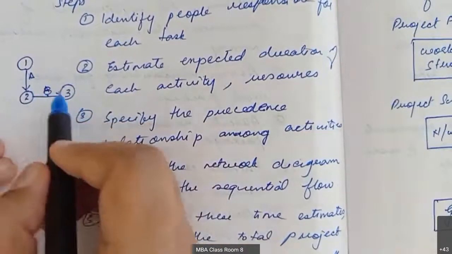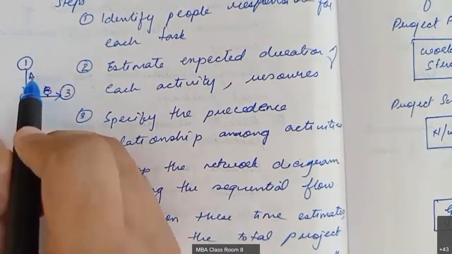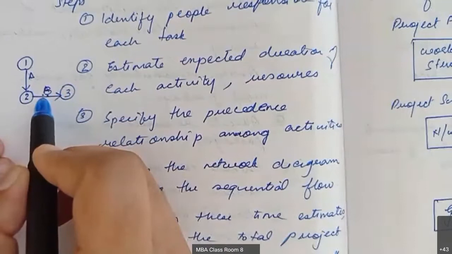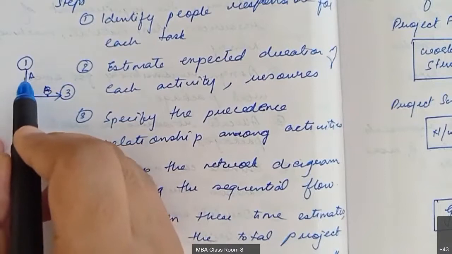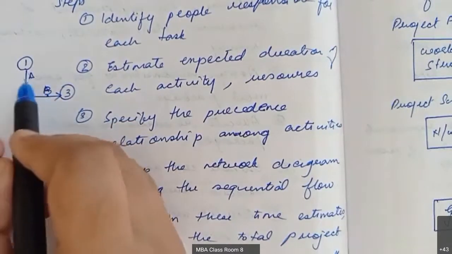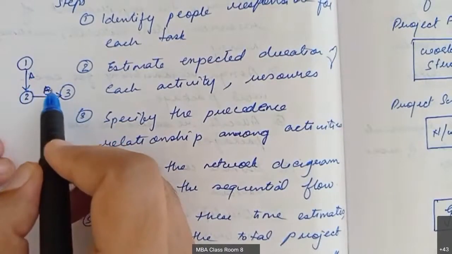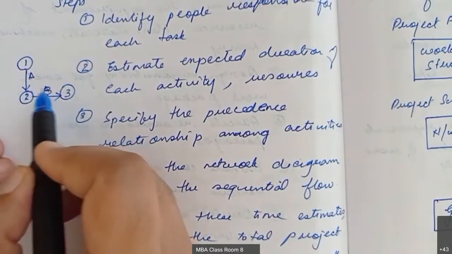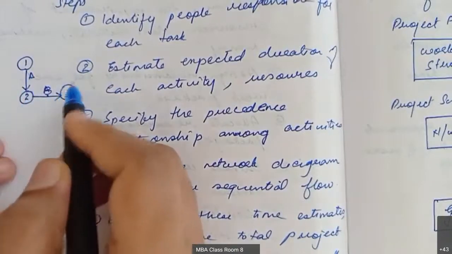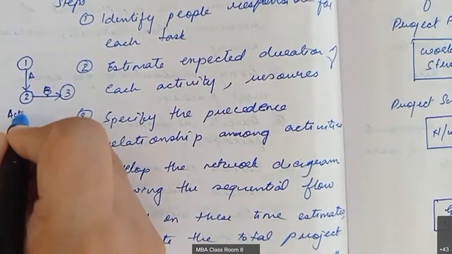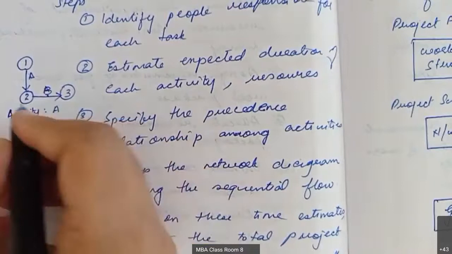So A, B, C represent our activities. For example, site inspection will be A. Getting the proper materials will be B. So before B, what should follow? A should follow. Before B, A should be completed. So A is called the precedent activity of B. Now the circles are called events that are marked by 1, 2, 3. You can either write the activity as A, B, or you can write the activity as 1, 2.